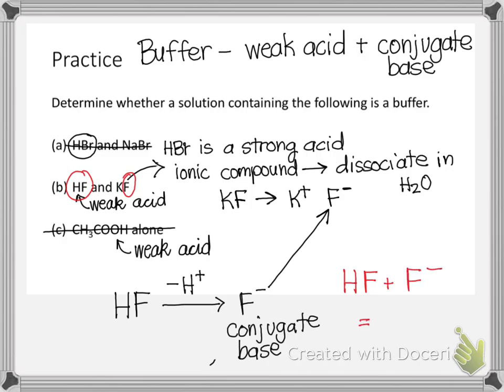So that letter B is a buffer. Now, you wouldn't have to show that you split it apart, but if you notice that it's a metal and a non-metal, then you would know they would split apart. So that F minus would come together to be the buffer. Okay, so that's how you have to look at those types of compounds. Think about what it would do to dissociate to get that conjugate base.